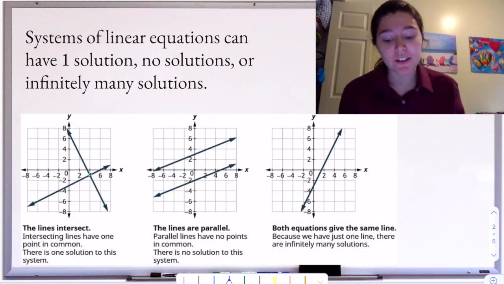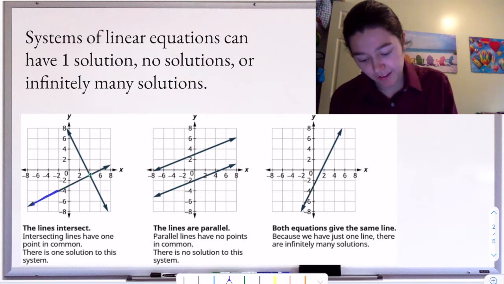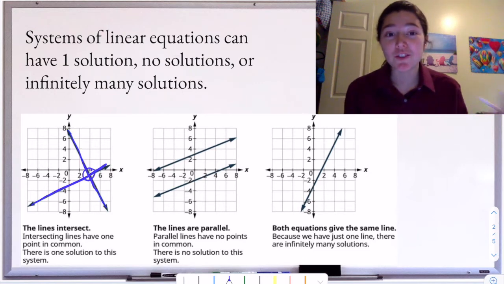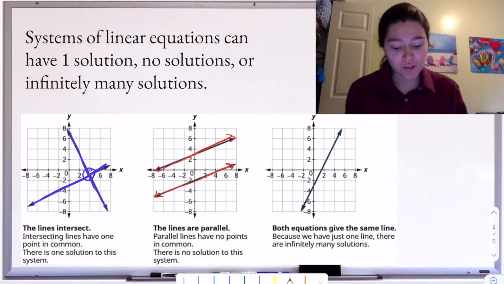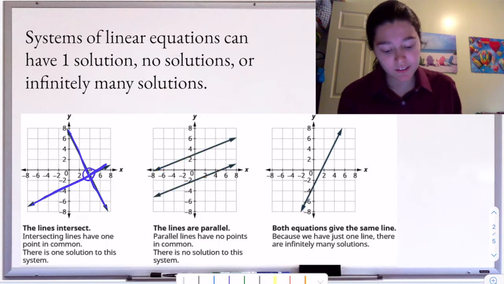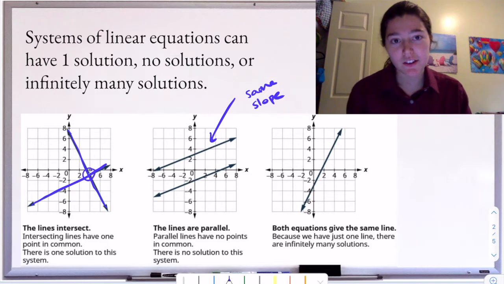It's also possible, in addition to having one solution, like we have here when the lines intersect at one point, and that gives us the one solution. It's also possible to have no solutions. So that's going to mean when our lines are parallel, right? Parallel lines never intersect, they never cross, so there is no point in common, thus there is no solution to both equations at the same time, so there's no solution to the system. And as we'll see more, that's going to mean that they have the same slope. Parallel lines have the same slope, but they have different y-intercepts.